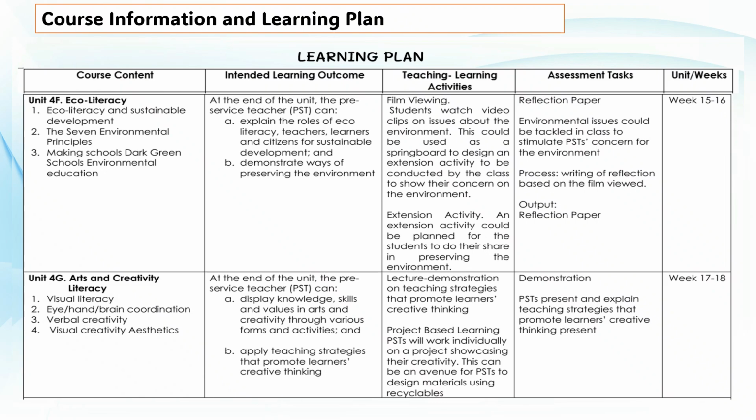Unit 4G, Arts and Creativity Literacy. Arts and creativity literacy develops learners' ability to think innovatively and express themselves through multiple forms. Its components include visual literacy, eye, hand, and brain coordination, verbal creativity, visual creativity, and aesthetics. Activity. We will conduct a lecture demonstration on teaching strategies that promote learners' creative thinking. Process.